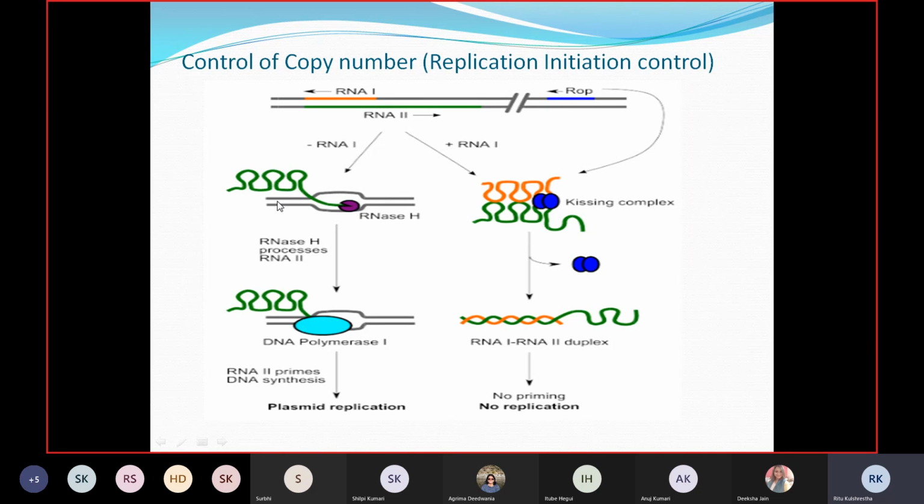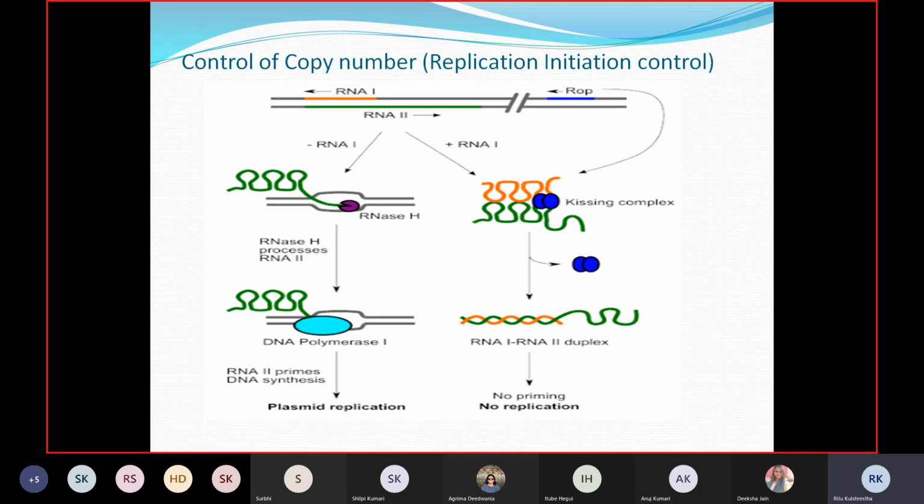So now you can understand that when a plasmid reaches a high copy number and it should not increase beyond that copy number, then the RNA1-RNA2 interaction, which is stabilized by ROP, gets formed, and we don't have the final priming reaction, and plasmid replication stops. It means the copy number is regulated.